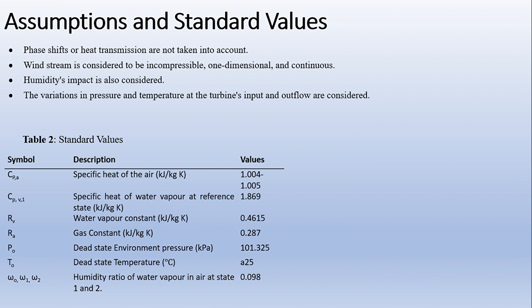Assumptions and standard values. The variation in pressure and temperature at the turbine input and output are considered. Humidity impact is also considered. Wind stream is considered to be incompressible, one directional and continuous. Phase shifts are not taken into account. Now table 2 shows the standard values which we consider for our calculation.